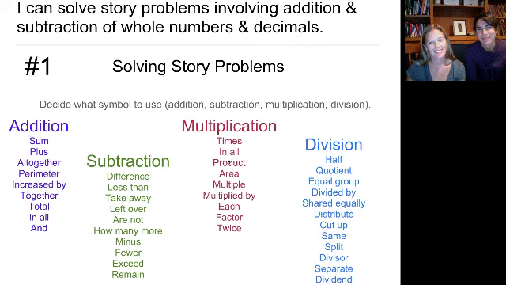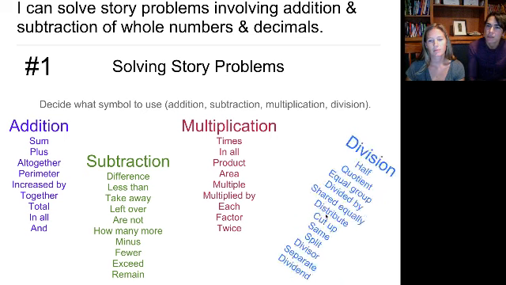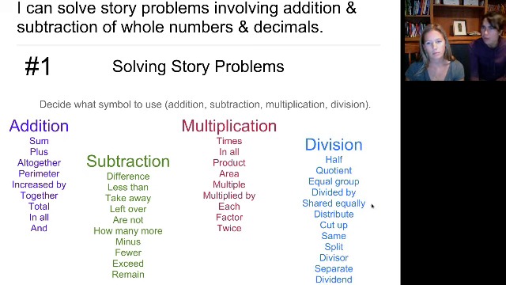For multiplication, we often think of times or in all. So these are common words. Thinking about our last unit, area. And for division, some other common ones are divided by or equal groups, which is a really common one. So anyway, step number 1, decide what symbol you're going to use.